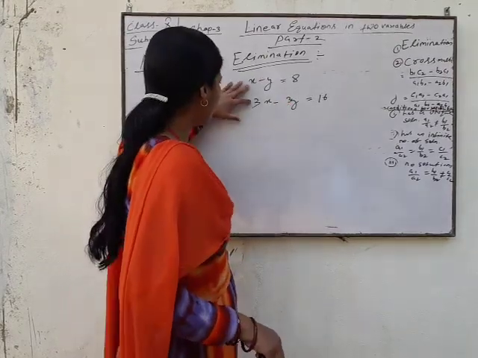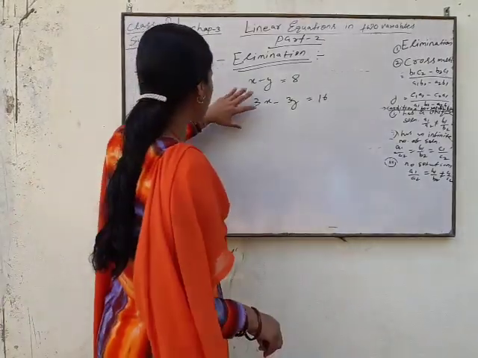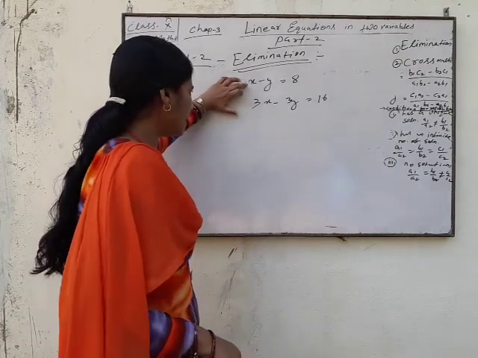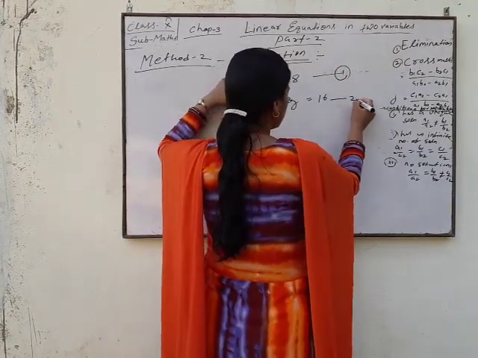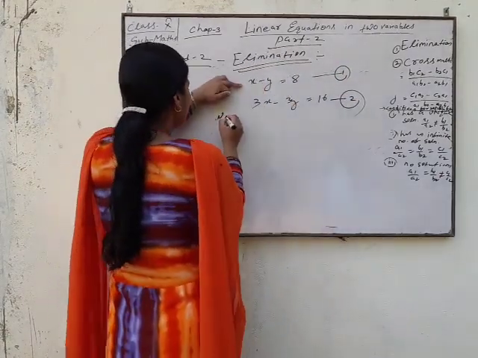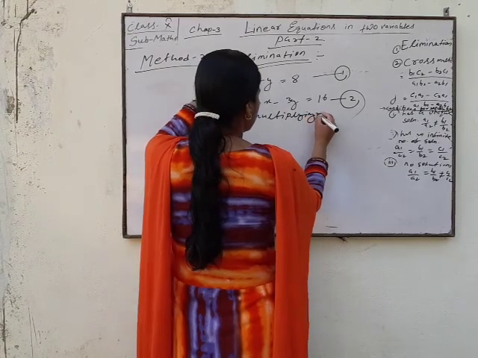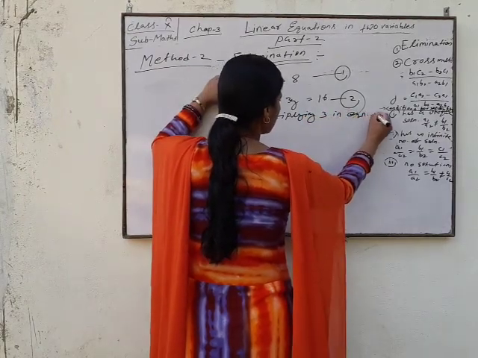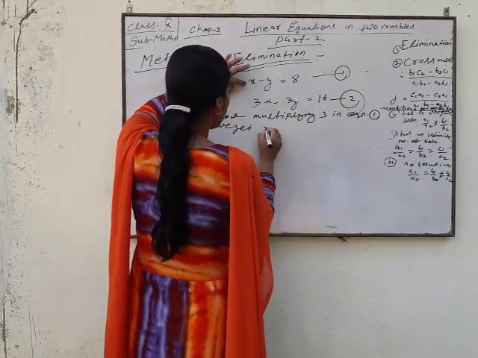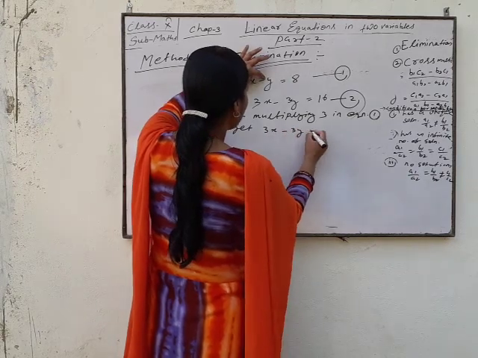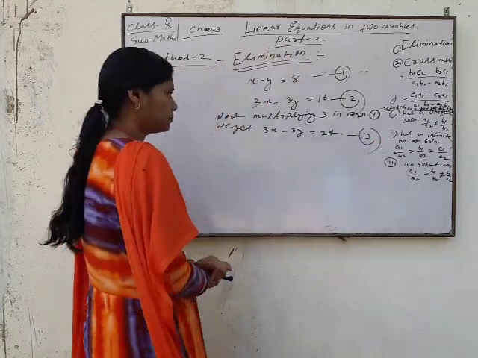So for equal numerical coefficients we should multiply by a suitable number. What is the suitable number? Here it is 3. So we should multiply equation 1 by 3. This is equation 1, this is equation 2. Multiplying equation 1 by 3, we get 3x minus 3y is equal to 3 into 8, that is 24. And this is equation 3.